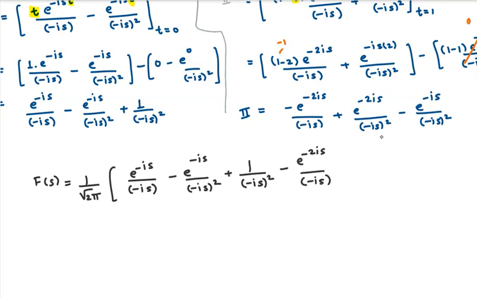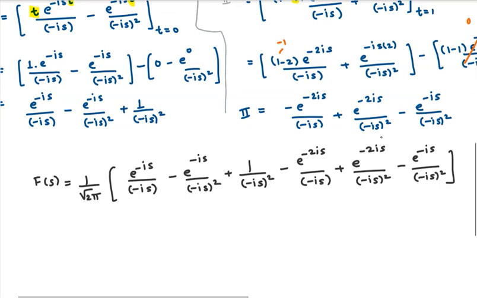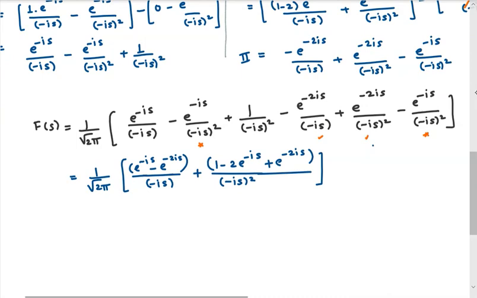Minus e power minus 2 iota s over minus iota s, plus e power minus 2 iota s over minus iota s to the power 2, and minus e power minus iota s over minus iota s to the power 2. So this is the solution. You can further simplify it by combining the similar terms. Like you can see in these two terms, you can take the denominator as a common factor. This term and this term are the same, so it will become 2 times, and then you can take the denominator common from here. Okay, you can combine the terms in this way.